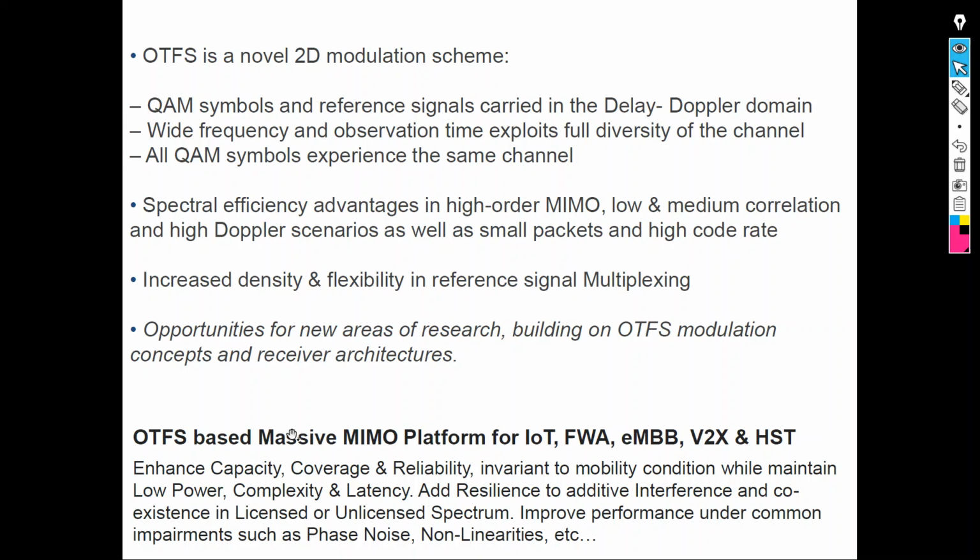QAM symbols are carried in the delay-Doppler domain, of course, as we saw. Wide frequency and observation time exploit the full diversity of the channel. That's true because you wait for the whole channel to collect it and you convolve with it. All QAM symbols experience the same channel. Spectral efficiency advantages in high order MIMO, low and medium correlation and high Doppler scenarios, as well as small packets and high code rate, increased density and flexibility in reference signal multiplexing, and many other benefits and advantages.